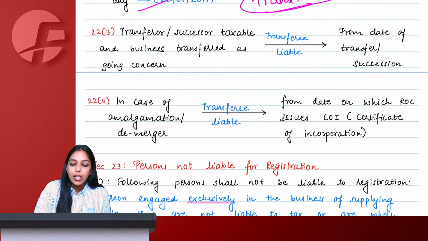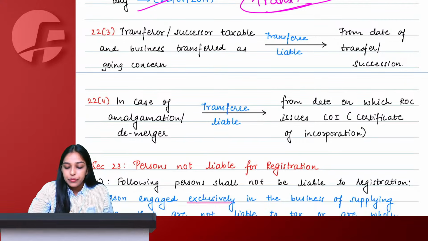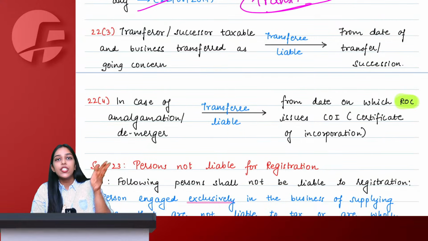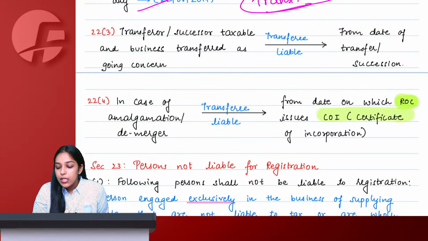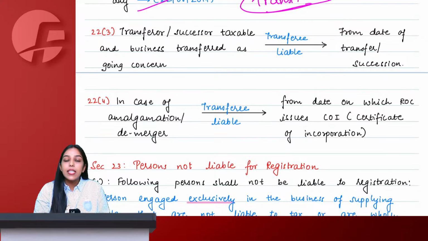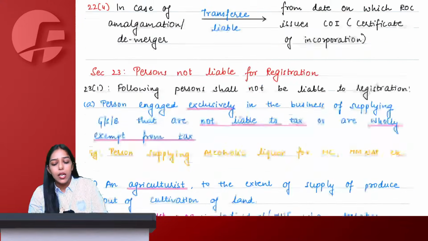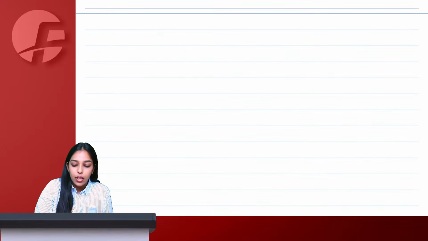Similarly, if two businesses are amalgamated or demerged, then from the date on which ROC, who is ROC? Registrar of Companies, issues a certificate of incorporation for the new amalgamated or demerged company, from that date itself, the new transferee becomes liable to take registration under GST. And we finish up entire section 22 here.